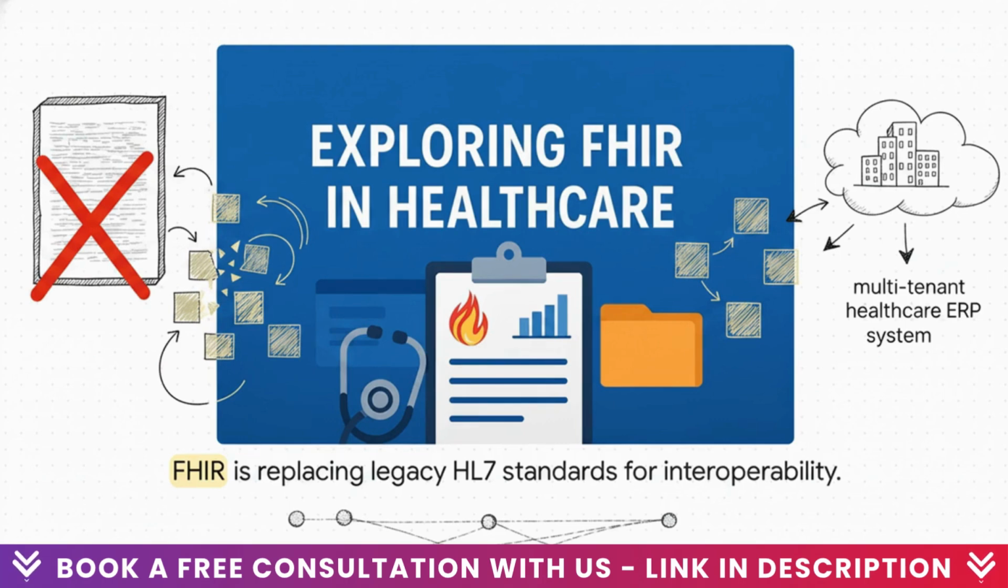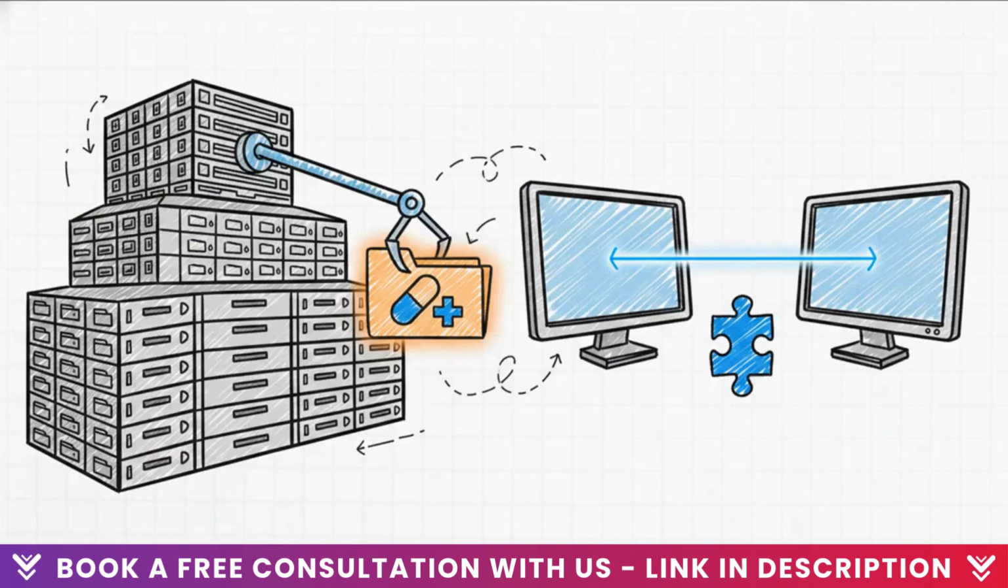Back in the day, systems just pushed these massive, rigid text blocks back and forth. FHIR changes the entire game by breaking health data down into granular, modern web resources. Because it's built exactly like the modern web, using simple REST APIs and JSON, developers can pull exactly the data they need on demand. Need a patient's medication list? Boom, you just query the medication resource. You don't pull down the whole chart.